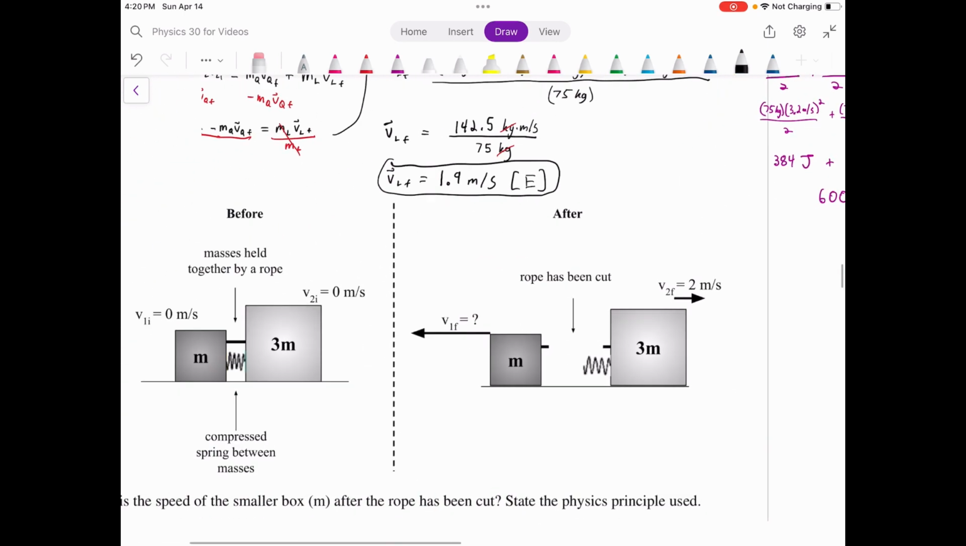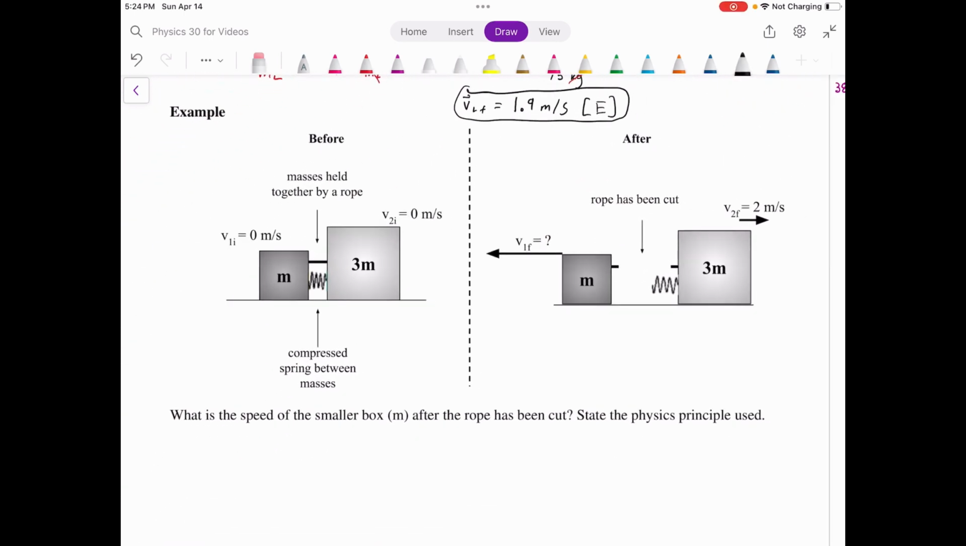Okay, let's try this one out. So taking a look here, looks like we've got a diagram for before and after. We see that there's a compressed spring between these two masses. The masses are being held together by a rope right now, and neither of them are moving, right? So velocity 1 is 0 meters per second, velocity 2 initial is 0 meters per second.